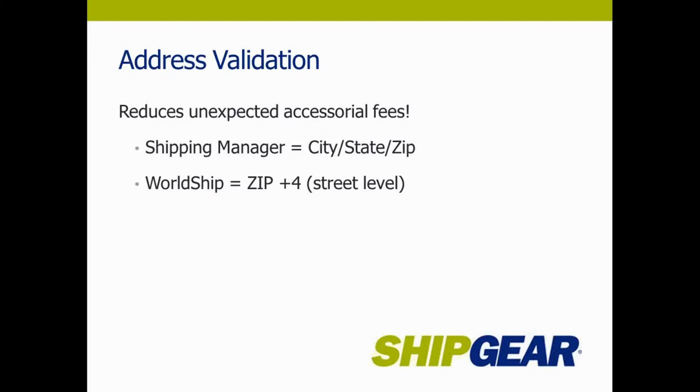That way you know you're getting it to the right spot. When you pull it into WorldShip, you're allowed to get all the way down to the street level, whereas the Shipping Manager only gets you to the city, state, zip. So the zip plus four is the street level address information. WorldShip has the ability to scan that address info and make sure it's going to the right spot.